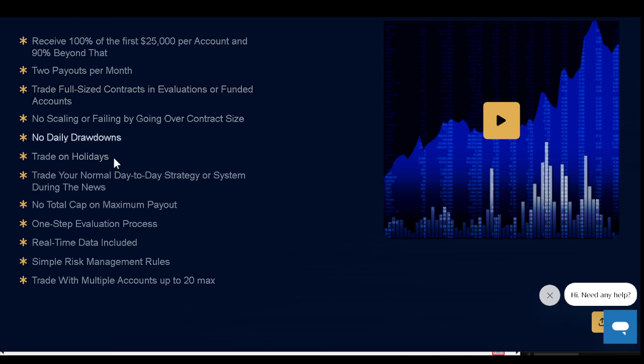Contract size, no daily drawdowns, trade on holidays. A lot of other firms don't allow you to trade during news or on holidays. One-step evaluation, real-time data included, of course. And you could trade up to 20 accounts, which is also good, because if you're able to withdraw money from one, you could compound that very easily just by taking that same trade on multiple accounts. You would need a copy trader for that. Again, that is a whole different thing, but copy trading is available for that.